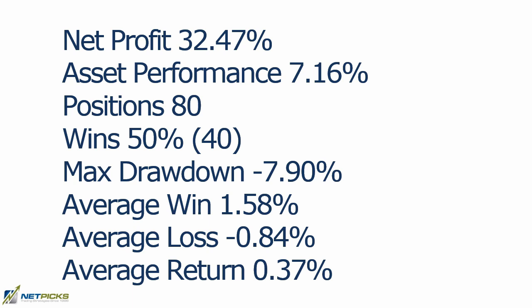80 positions, wins were 50. The drawdown wasn't bad, 7.9. Average win 1.58, average loss 0.84. And I think this is a pretty good jumping off point for traders to investigate a trading plan for yourselves.